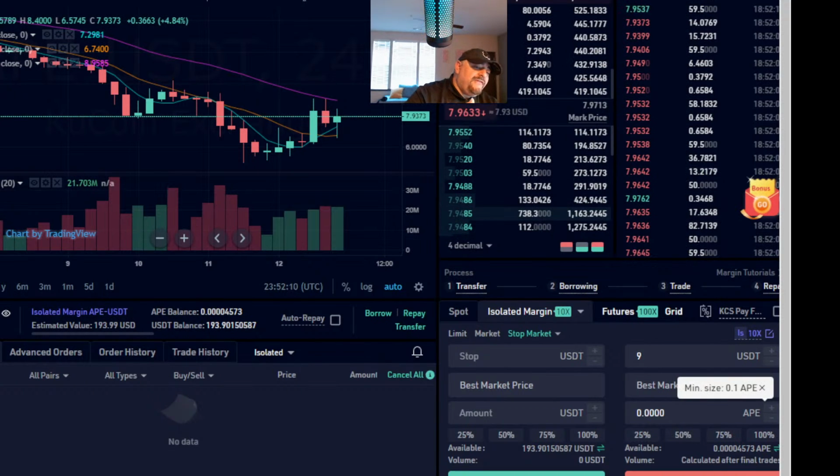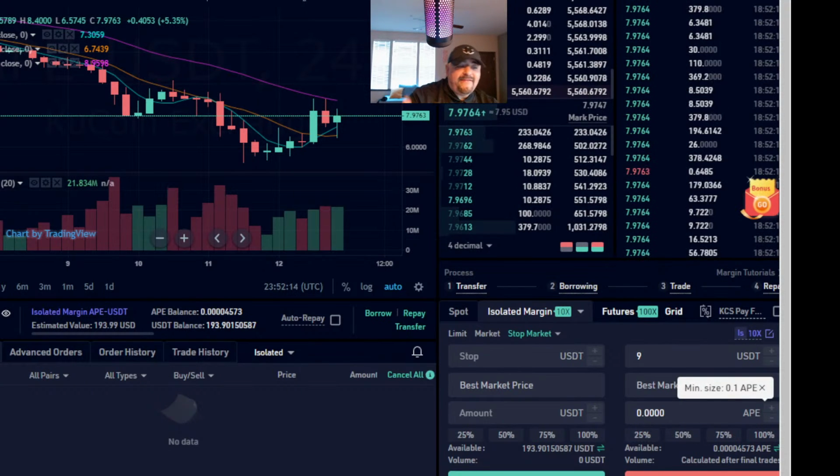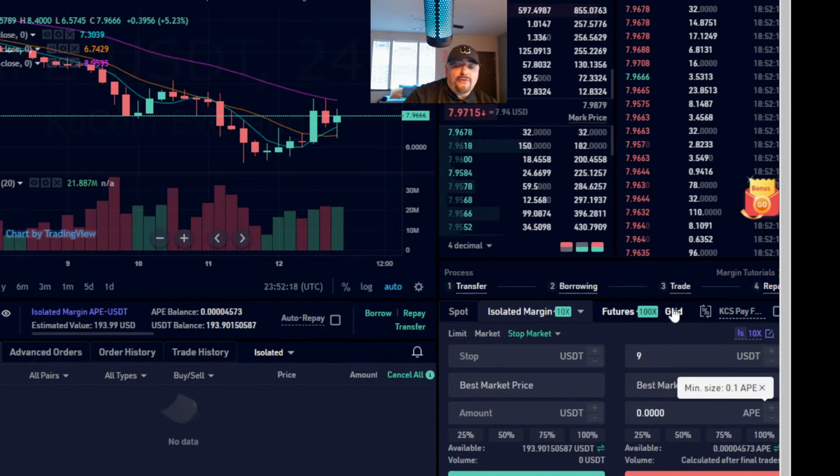So that way you have two selling levels, where let's call them T1 and T2. T1 is $8.75, T2 is $9, and that's how you take profits on your longs without paying attention to it. And that's pretty much it, guys.